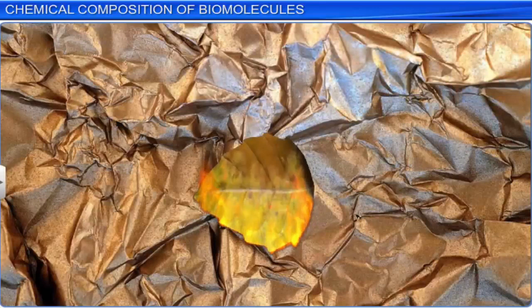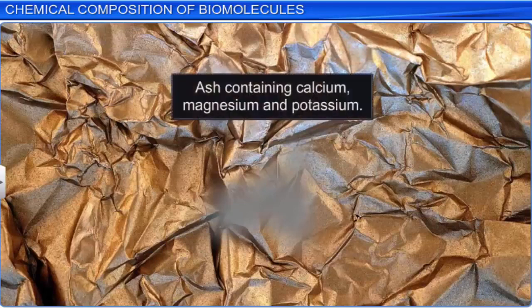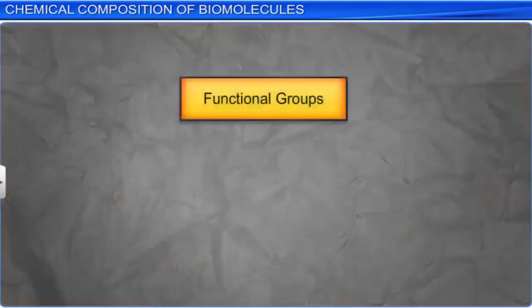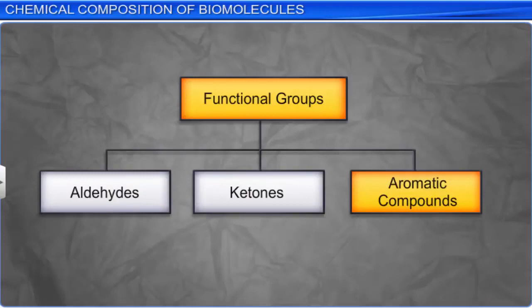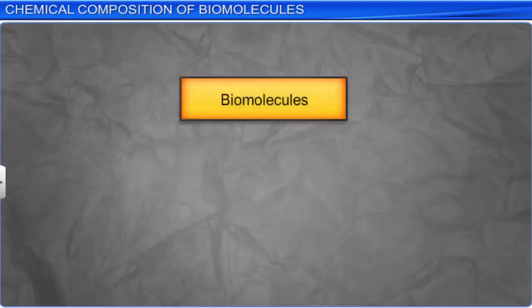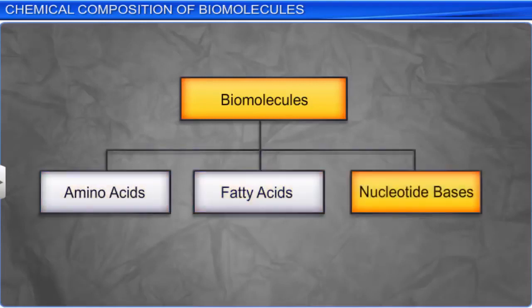Now, when we burn the leaf, the carbon compounds get oxidized and the leaf releases carbon dioxide and water vapor. The remaining ash contains inorganic elements such as calcium, magnesium, and potassium. Therefore, analysis of compounds helps us identify organic and inorganic constituents in a living tissue. It also helps identify functional groups such as aldehydes, ketones, and aromatic compounds. In biology, however, functional groups are present as amino acids, fatty acids, and nucleotide bases, together known as biomolecules.